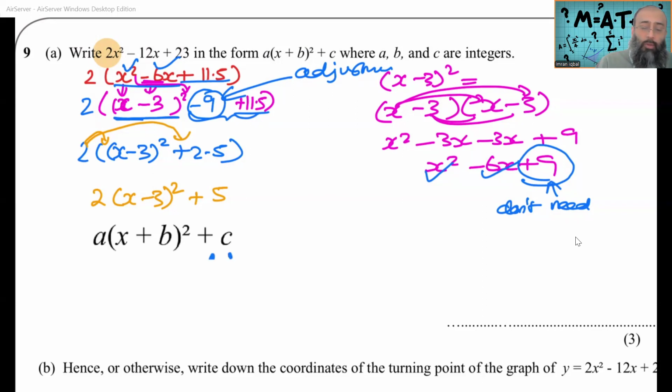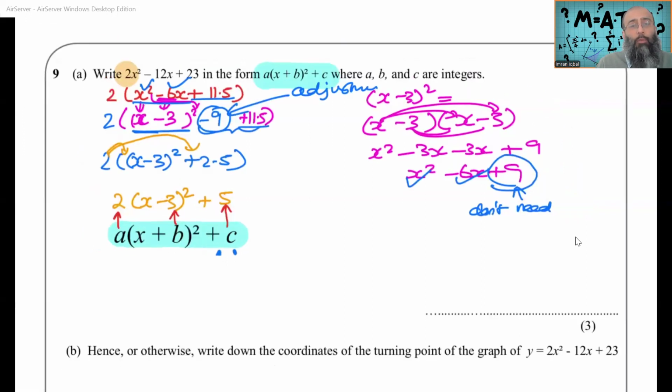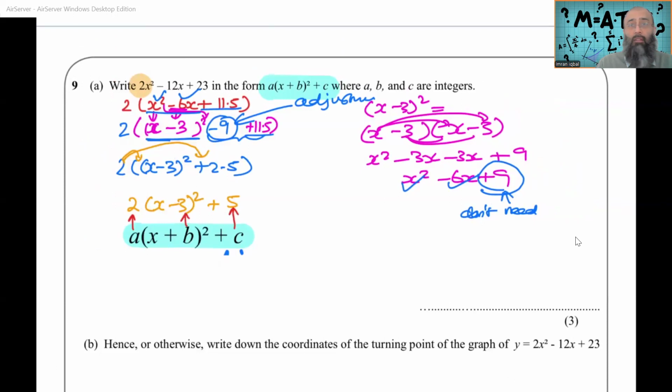So if you look in the question, which part of the question am I talking about? This part of the question, which I copied here. So our A matches this, our B matches this, our C matches this. So it says write that in the form, which we've done exactly how they've asked us to do it. So let's write that down.